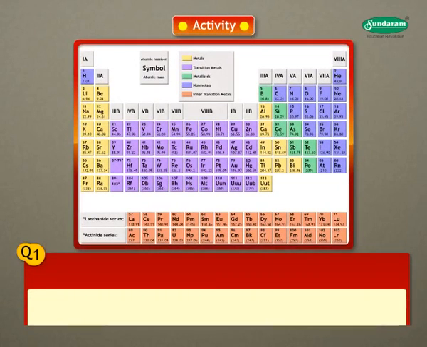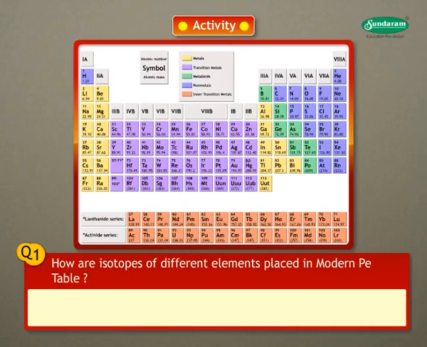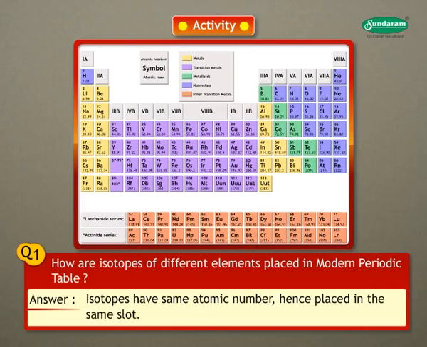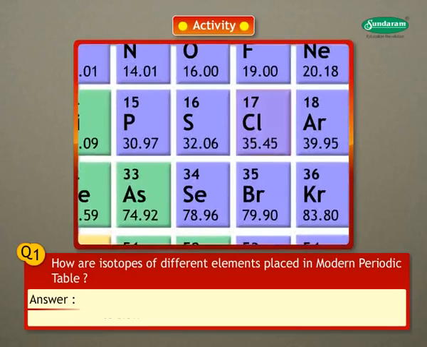Question 1. How are isotopes of different elements placed in the modern periodic table? Answer. Elements are arranged on the basis of atomic number in the modern periodic table. Isotopes have the same atomic number, hence placed in the same slot. For example, chlorine has one place despite two isotopes.